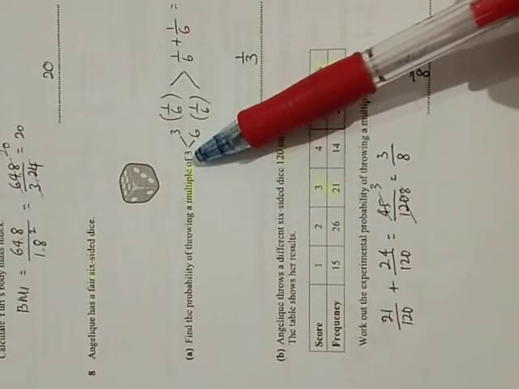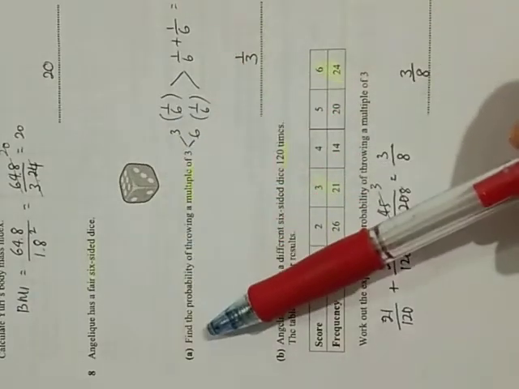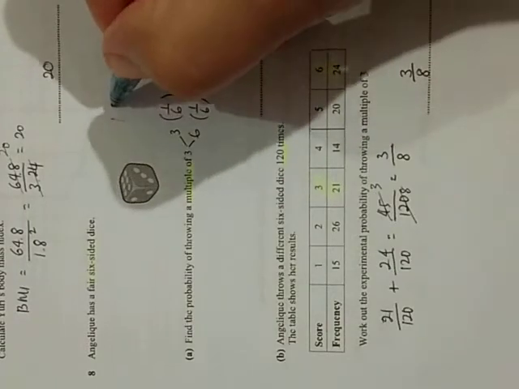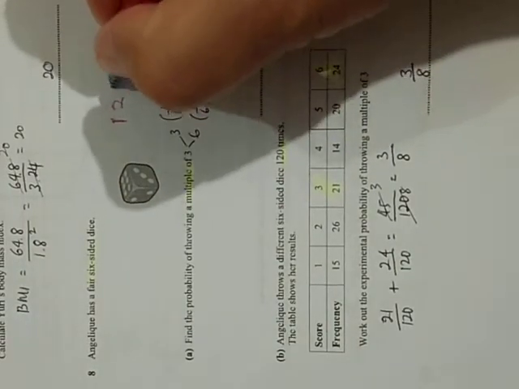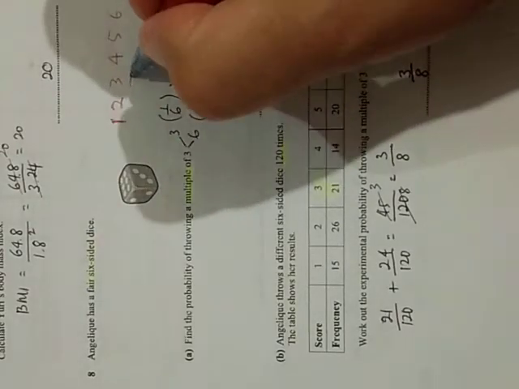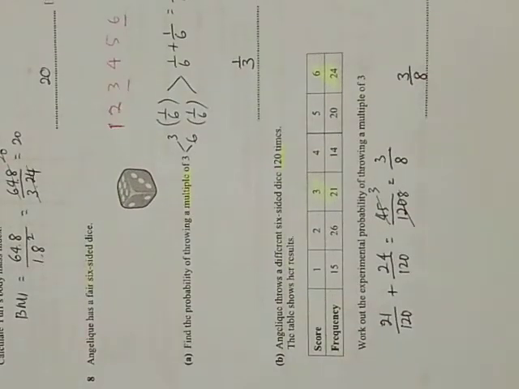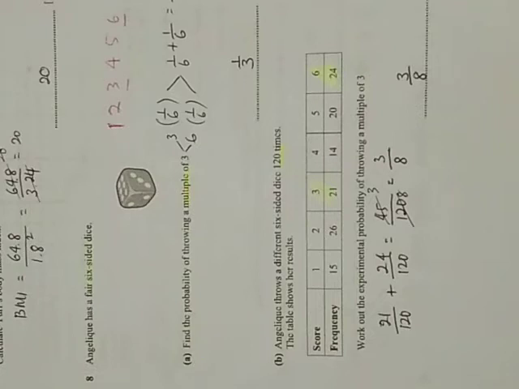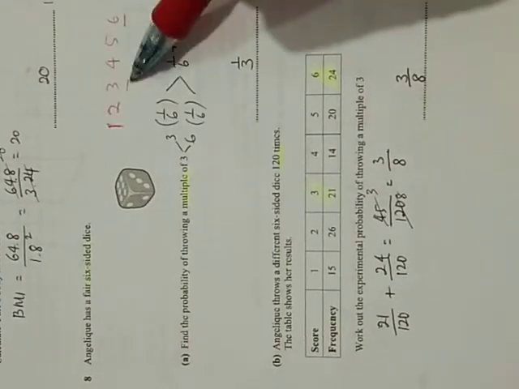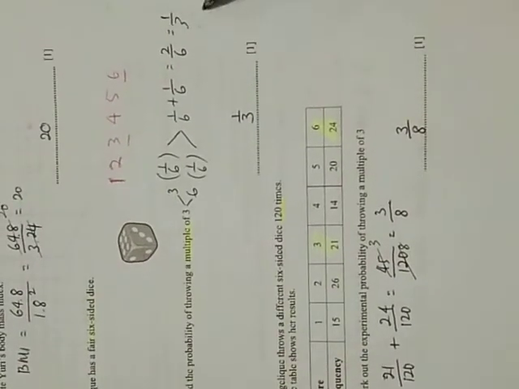And number 8, Angelique has a fair six-sided dice. To get a multiple of 3, what is the probability? On a dice there's 1, 2, 3, 4, 5, 6. List down all the numbers. Only 3 and 6 are multiples of 3. So in that case, the probability of throwing a multiple of 3 is 1 over 6 plus 1 over 6, which is 2 chances out of 6 choices. And 2 over 6 gives us 1 over 3.